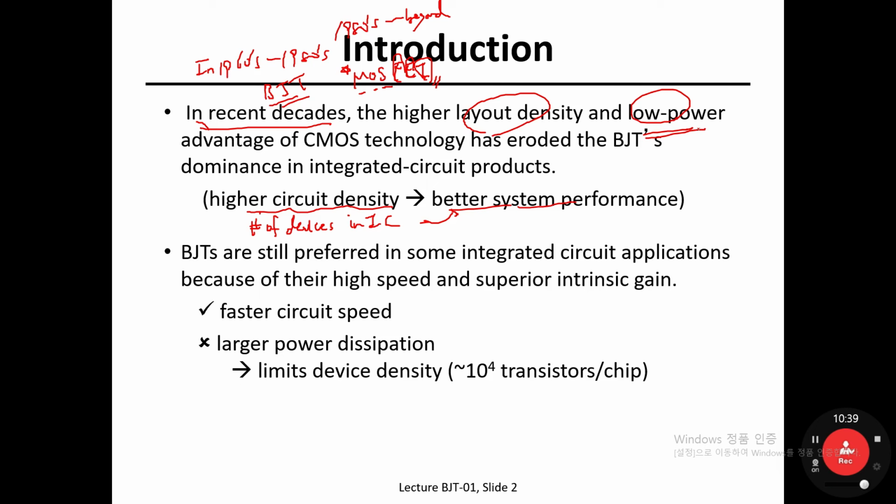So why is BJT still a good option for certain limited applications of IC chips, such as RFIC, analog IC, or power management IC, PMIC? How come BJTs are still the preferred option by circuit designers? The answer can be described here.